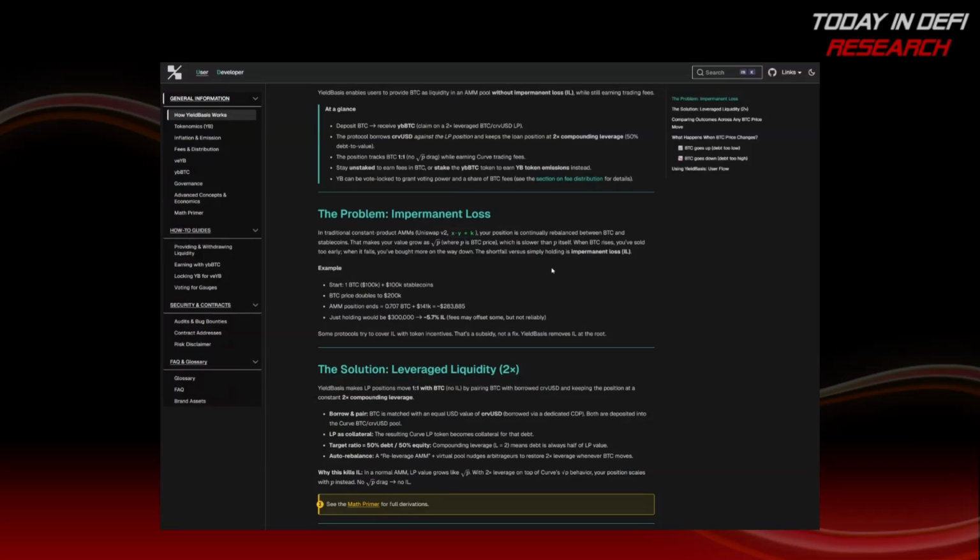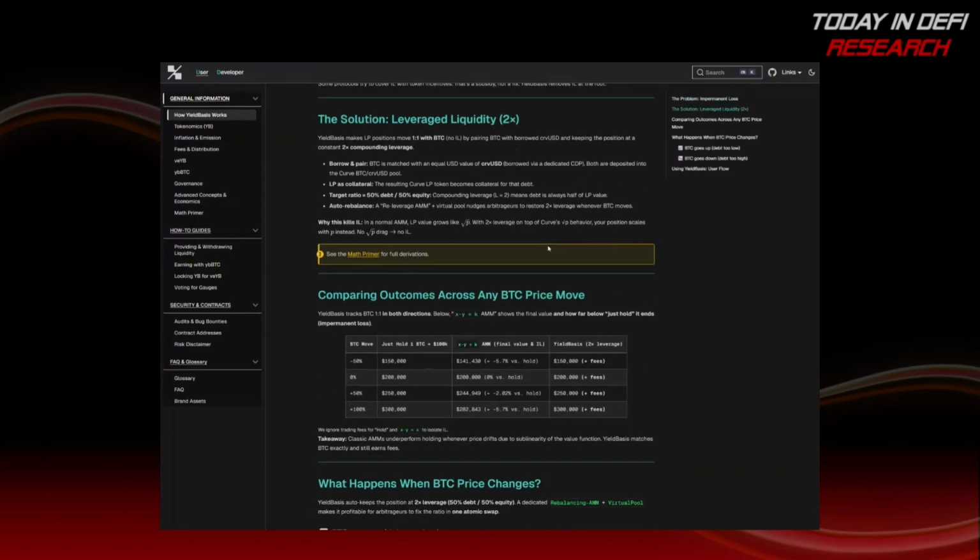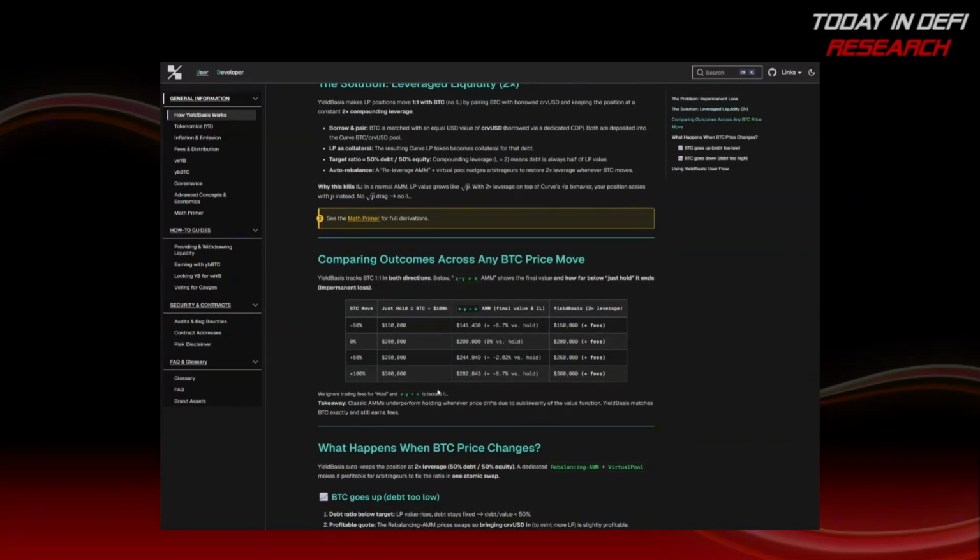A little bit of intro: impermanent loss is the loss you might be exposed to when you supply liquidity to a volatile pair, for example BTC and crvUSD. Here is a numerical example. Say you start when the price of BTC is 100K, and you supply into a BTC and crvUSD pool where the ratio is 50-50. So you supply one BTC plus 100K crvUSD, and at the very beginning the USD value of your LP position is 200K.